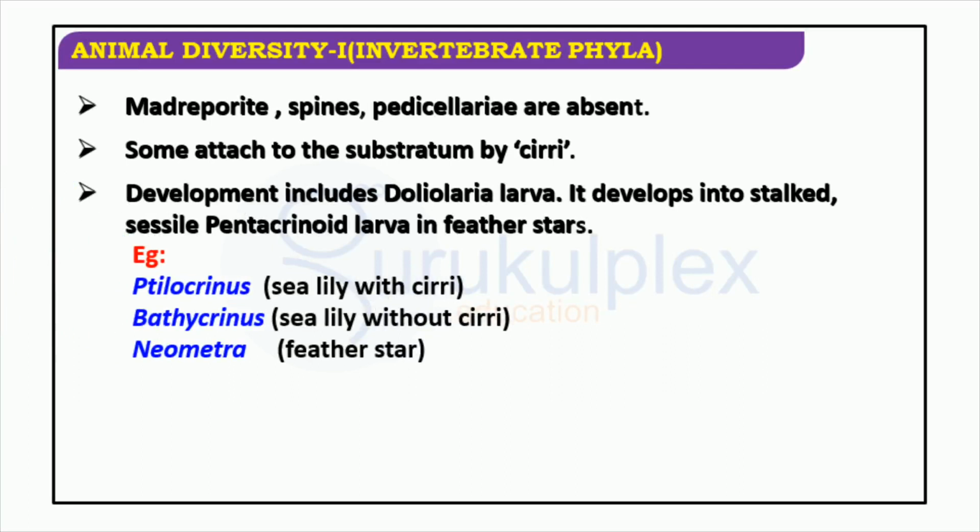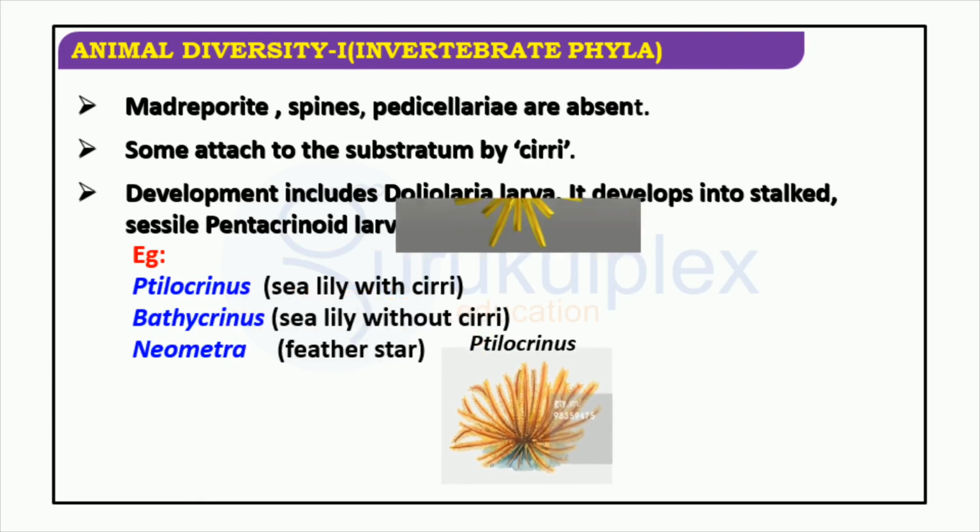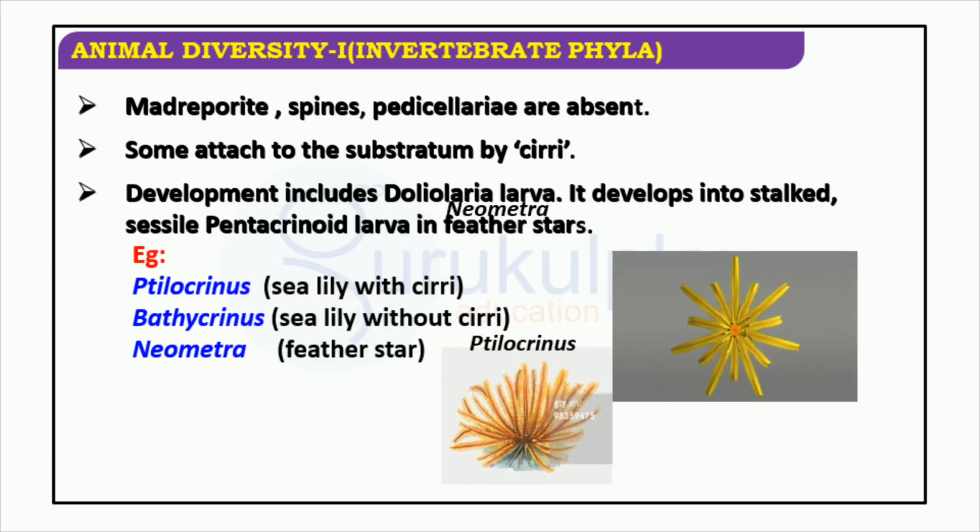These creatures can differ in their external attributes and in the way they live in their environment, such as whether they have cirri or not, or are stalked or sessile. Tilocrinus, Bathocrinus, and Neometra represent just a few of the many different forms and shapes these animals can have. This slide gives us an insight into the extraordinary diversity of invertebrates.